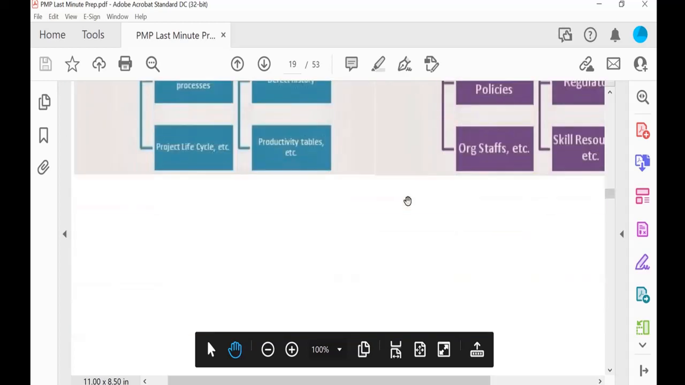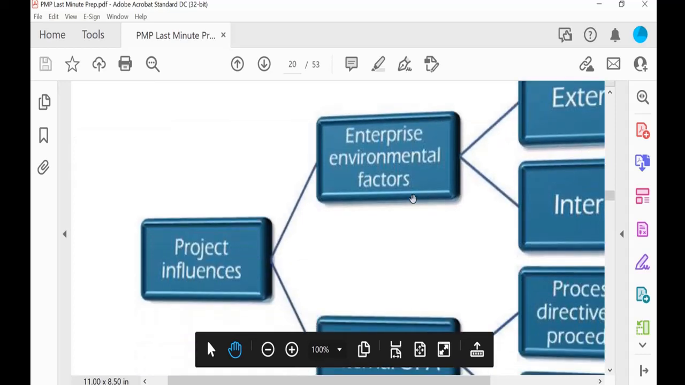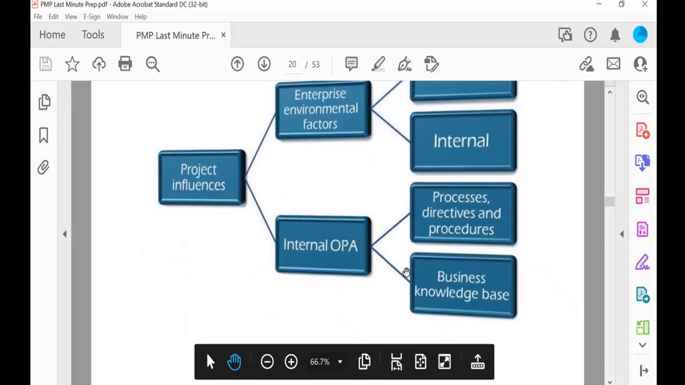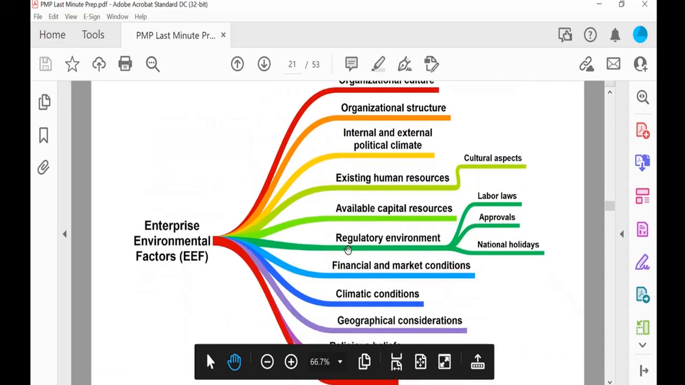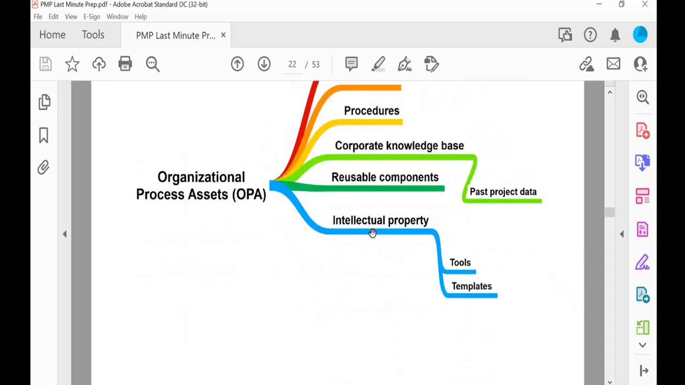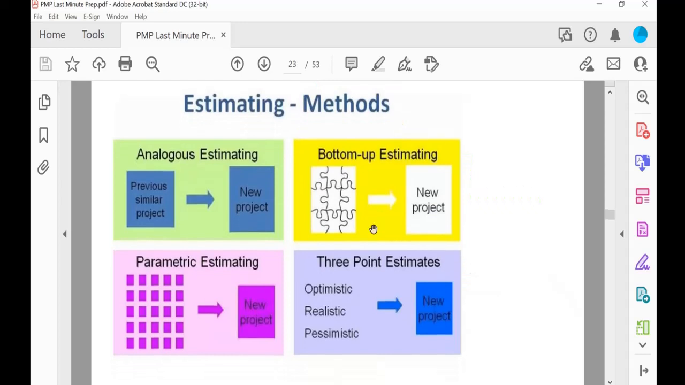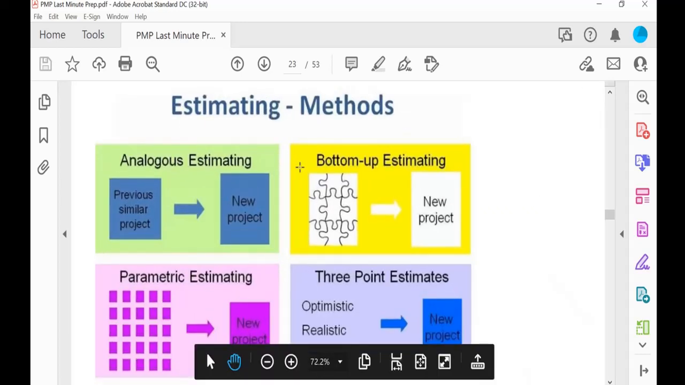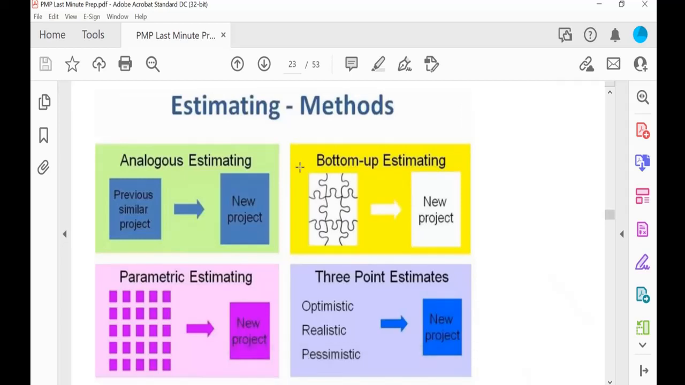Okay, and this one is the same thing. Labor laws, this is the same thing. So this is the important one: estimating methods. For estimation, you will find this process in cost estimation.